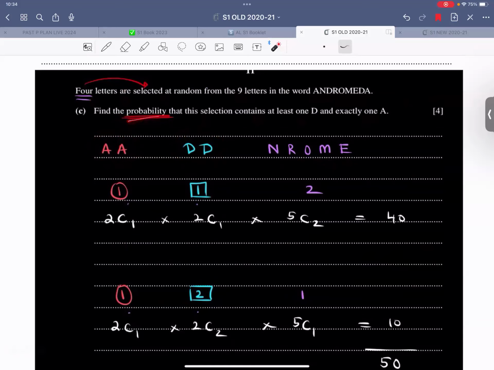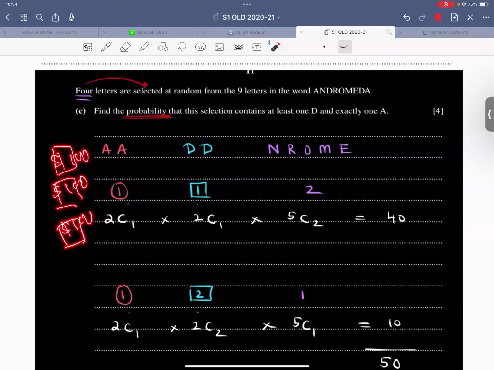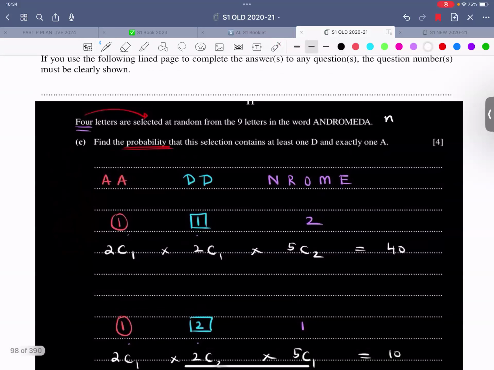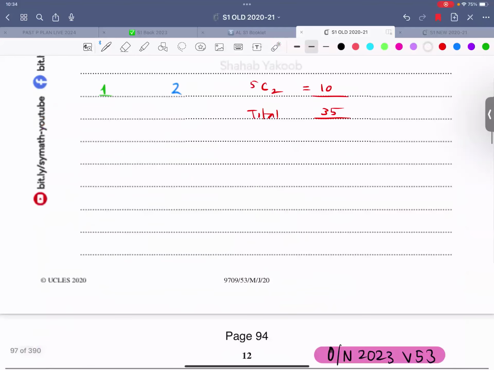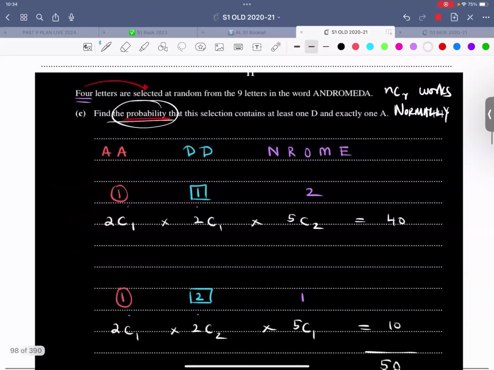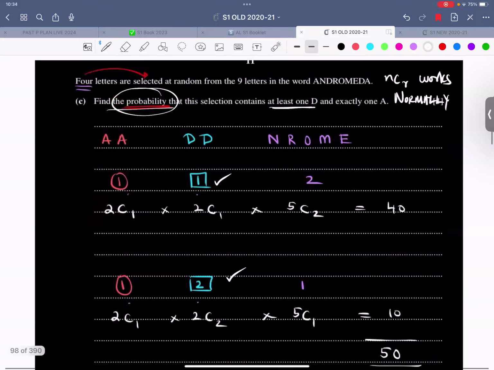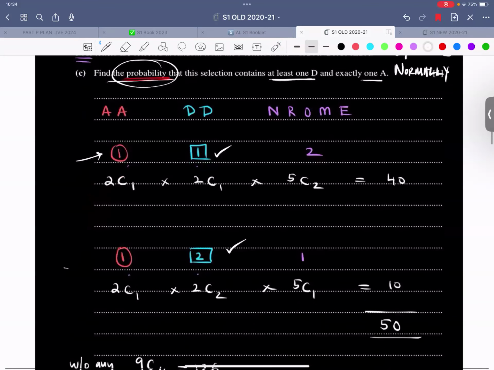So now when they're asking for probability, it's just like that I have $100 bills in my pocket. And yes, they all are identical, but the choice is out of 3. So over here, I'll write NCR works normally. Why? Because we are talking about the word probability. So this is probability, this is selection. That is the difference. So now over here, I need at least 1D. That is exactly 1D, exactly 2D. And exactly 1A, exactly 1A, exactly 1A.